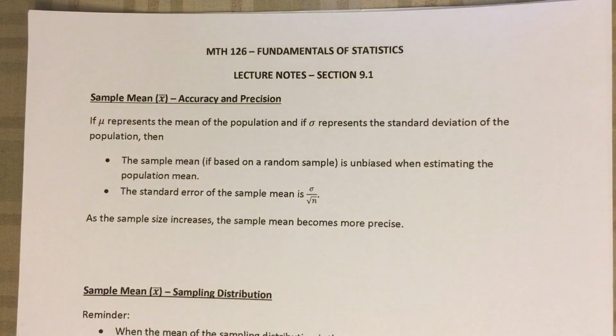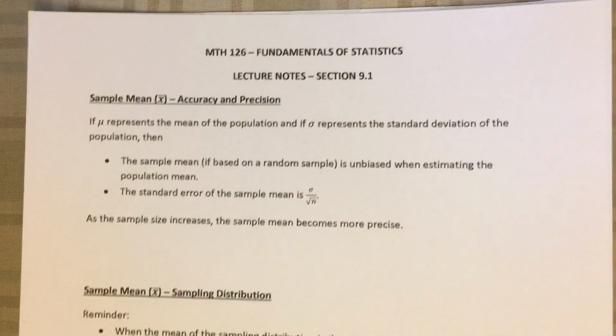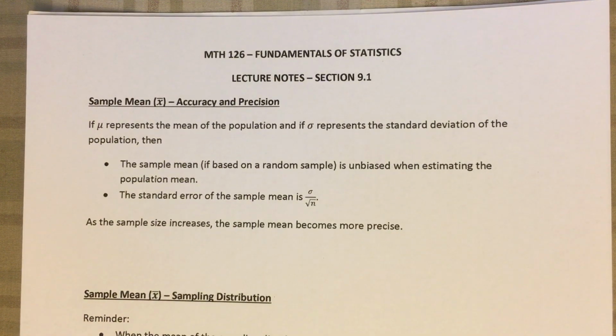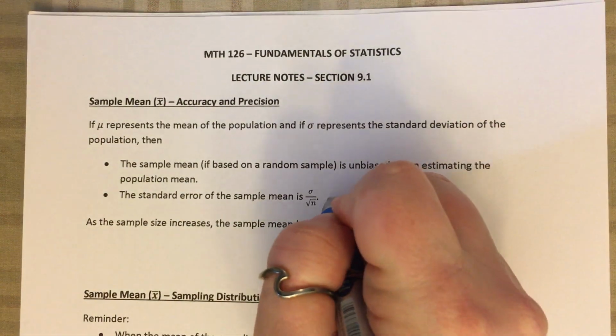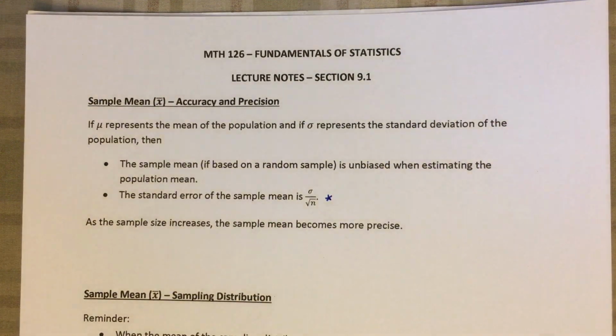A little bit more on our accuracy and precision. If mu represents the mean of our population and sigma represents the standard deviation, our sample mean is unbiased when estimating the mean. Our standard error is a slightly different formula than the one that we've seen before. Our standard error for our sample mean is sigma divided by the square root of n. So it's a newer formula that we're going to be using as we go through this chapter.